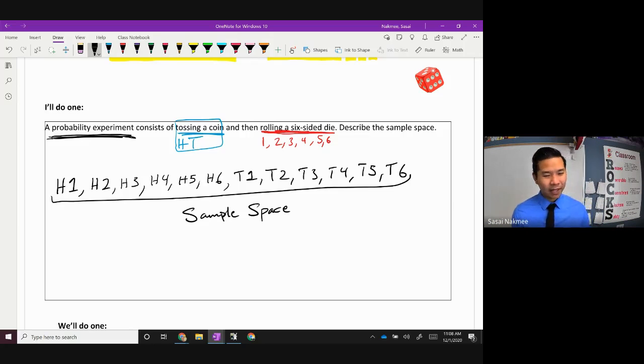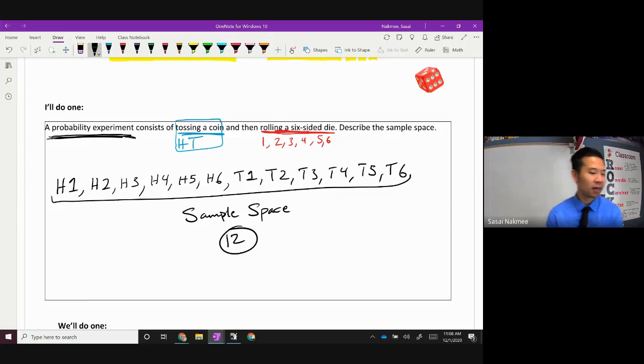By the way, how many possible outcomes are there? Can you guys tell me? Count that out. How many possible outcomes are there for the sample space? How many elements are in here? How many elements? There are 12 total elements. That's right. 12 total possible outcomes in this sample space. Yeah, that's pretty much it. That's how you count this out.